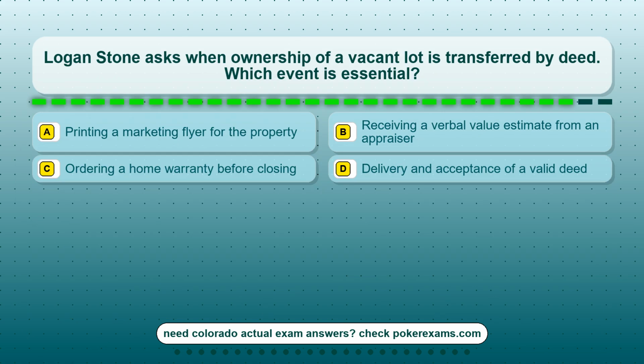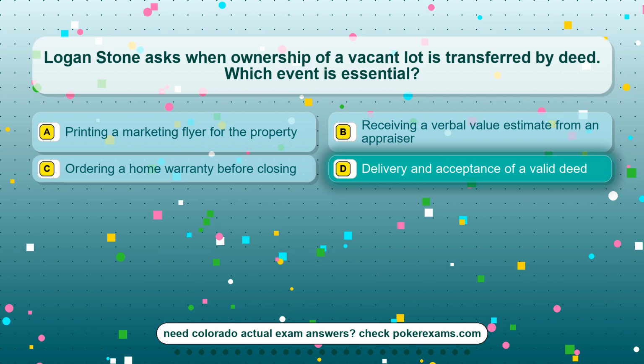Question 16. Loban Stone asks when ownership of a vacant lot is transferred by deed. Which event is essential? Option A. Printing a marketing flyer for the property. Option B. Receiving a verbal value estimate from an appraiser. Option C. Ordering a home warranty before closing. Option D. A delivery and acceptance of a valid deed.